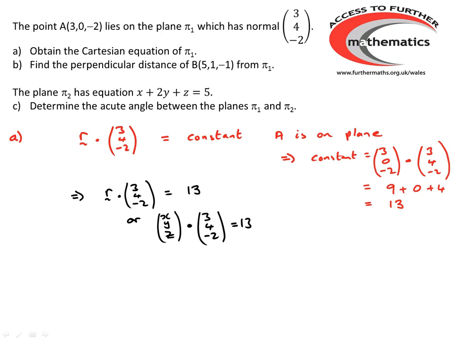So we've just got to remember that the vector r is the position vector of a general point on the plane, in other words, the point x, y, z. So we've got x, y, z dot 3, 4, minus 2 equals 13. In other words, 3x plus 4y minus 2z equals 13 as the Cartesian equation of the plane.